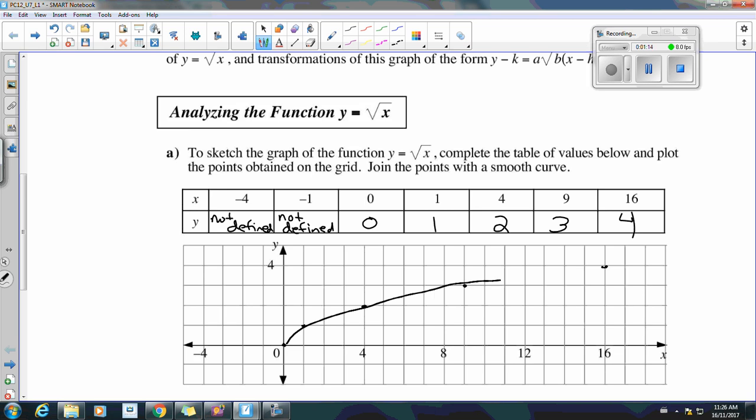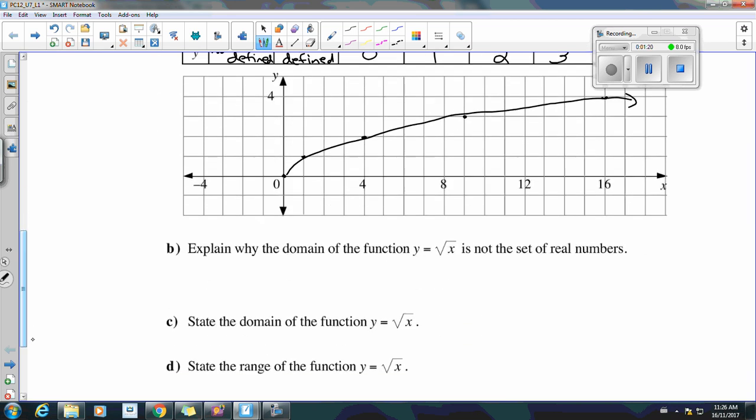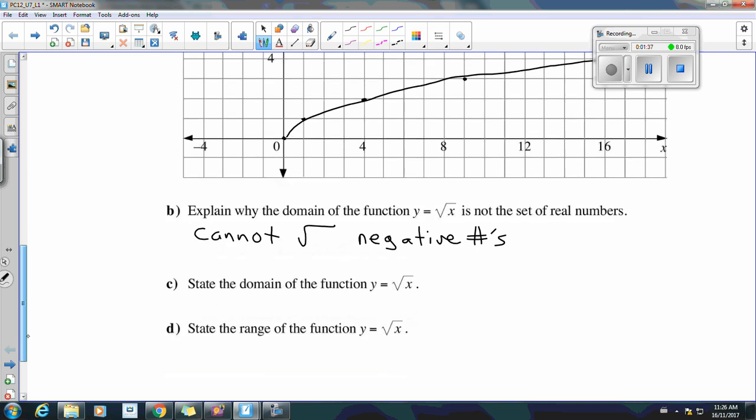And this is a continuous graph. We know we could calculate the values in between there. So we get something that looks like this. So explain why the domain of the function is not a set of all real numbers. We cannot square root negative numbers. So we can't include all the real numbers because the real numbers include negatives. We can't square root negatives.